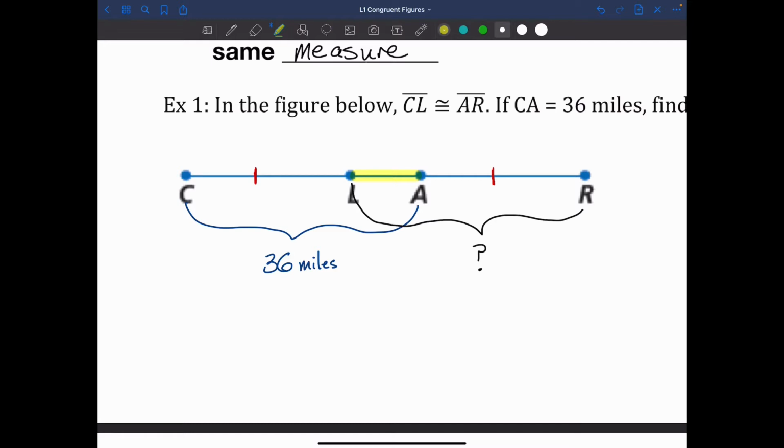Well, the side on the right, getting from L to R with the black ink, is also made up of that same kind of red piece plus that piece in the middle. Because we know those red parts are congruent and they share that same middle piece, we can say this is also going to be 36 miles. So we're going to say these are both 36.